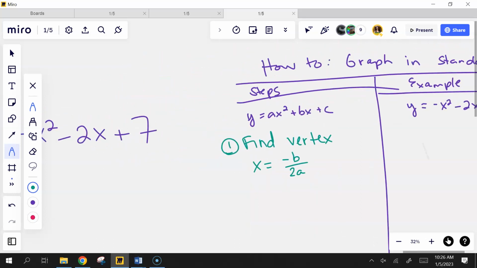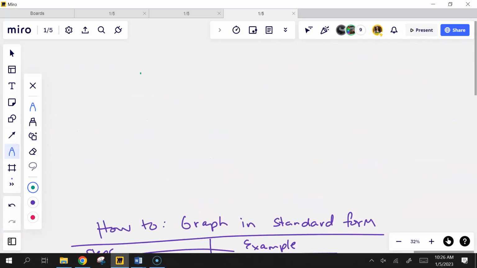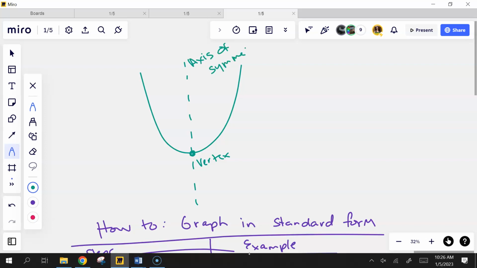Now, let me digress for just a minute over here, and let me show you. If this is my vertex, remember we talked about that axis of symmetry, and that line of symmetry. Sometimes we call it an axis. It goes straight through the vertex. Okay, it always goes through the vertex. So it's a line. Do we agree it's a line? How do you write the equation of a vertical line?